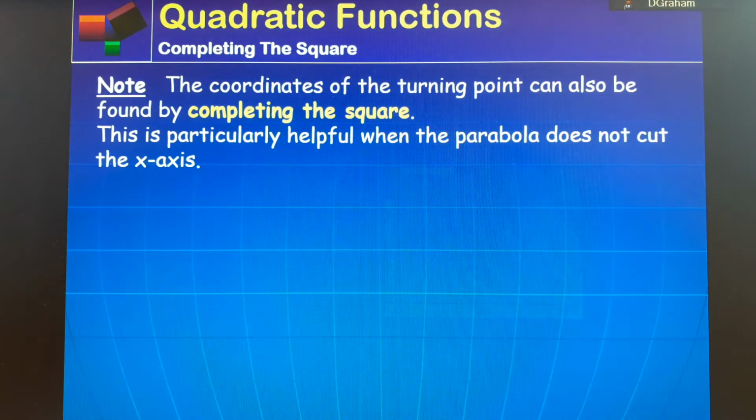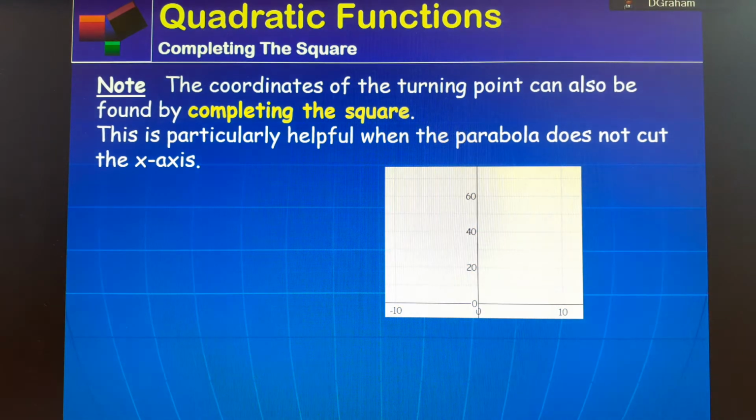Now, one of the main reasons that we do complete the square is that it can help us to find the coordinate of the turning point. And you can see here from this diagram that we have a parabola where it doesn't cross the x-axis. And normally, you would find the coordinate of the turning point from the mid-value of the two roots, and then you would be able to find the other part of the coordinate by substituting into the equation that we have.